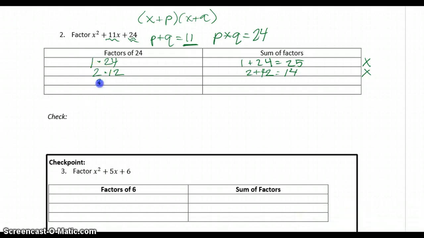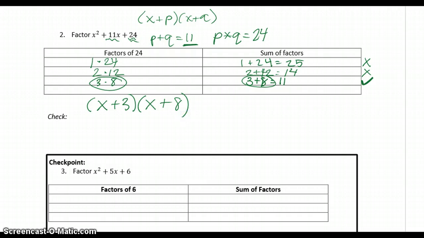Next, I will try 3 times 8, which gives me 24. 3 plus 8 gives me 11, which is in fact the coefficient of our middle term. So the numbers I'm going to use for p and q are 3 and 8. So my answer will be x plus 3 and x plus 8.